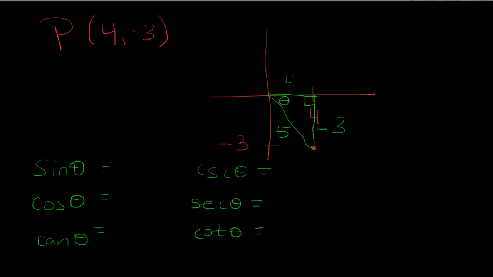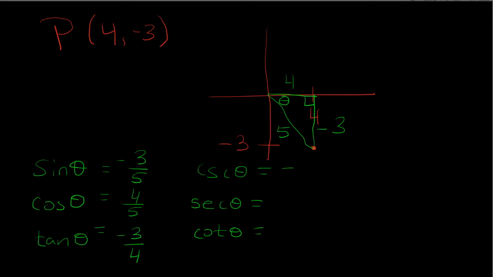Once you find these left 3, the right 3 will just be the reciprocals. So sine is opposite over hypotenuse. Cosine is adjacent over hypotenuse. And then tangent is opposite over adjacent.